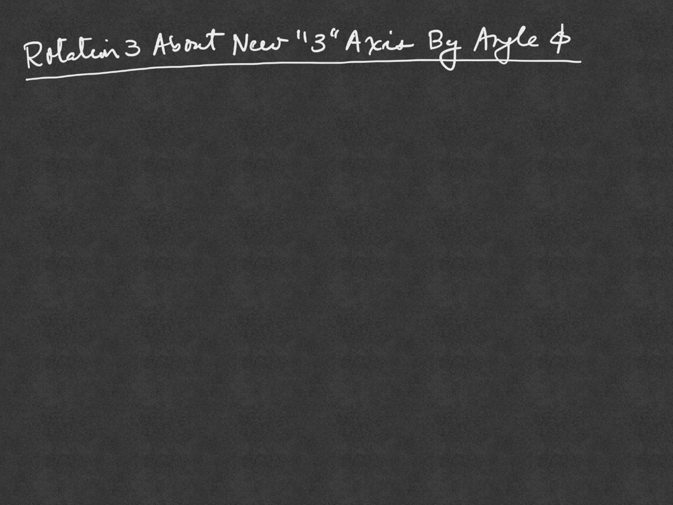So moving on to rotation 3. Rotation 3 is about the new 3-axis by the angle phi. So this picture, again, picks up where the previous picture left off. So what did I leave off at? Well, I left off with this basis Q.